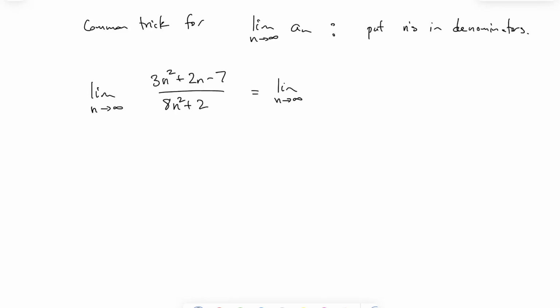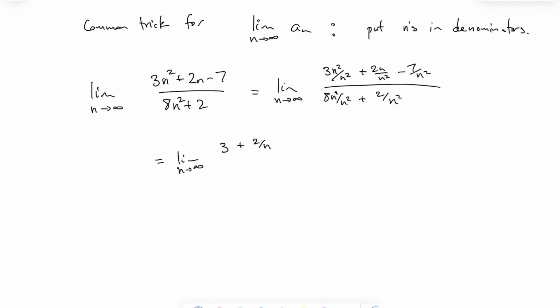So this will become 3. Well, I'll write this all out, but once you have seen this trick, you know what to do. I am dividing out by n squared everywhere, and because I'm dividing by n squared on the top and the bottom, that does not change the value of the fraction. But then we can cancel a bunch of stuff here. 3n squared over n squared is just 3. This one, I cancel one of the n's, but I still have one in the denominator. This one doesn't cancel at all. And on the bottom, 8 plus 2 over n squared. That's just simplifying, canceling the n's.